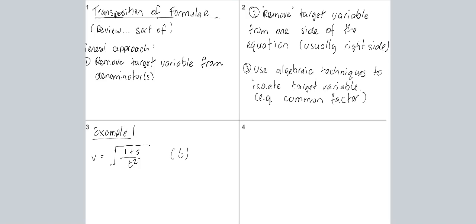Okay, so we just apply opposite operations at that point. So what's the opposite operation of square root? We do that to both sides. So we square the square root on the right, the square root disappears. We square the v on the left, and it becomes v squared.